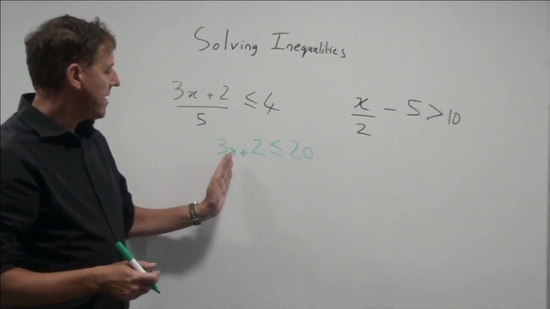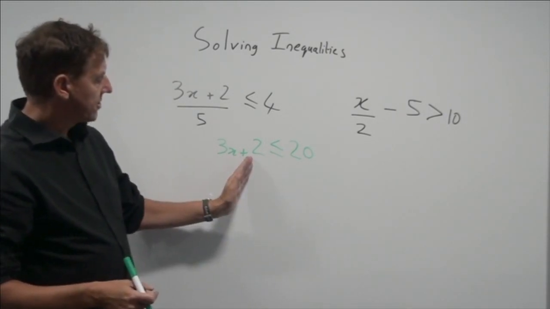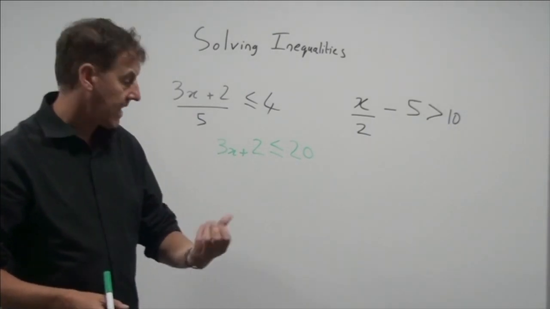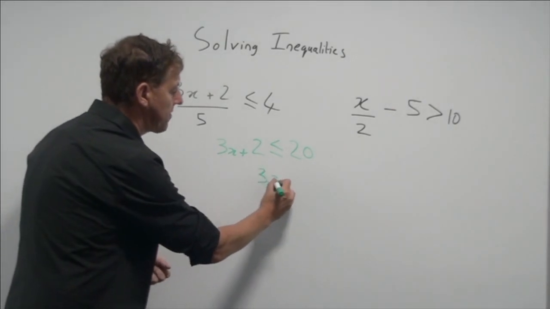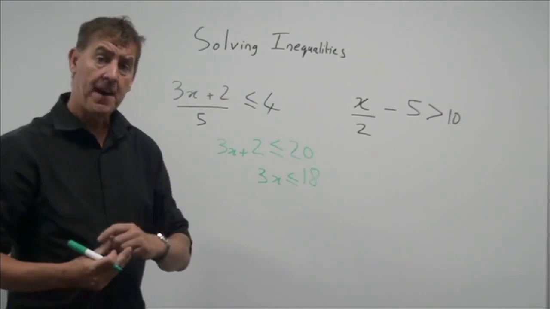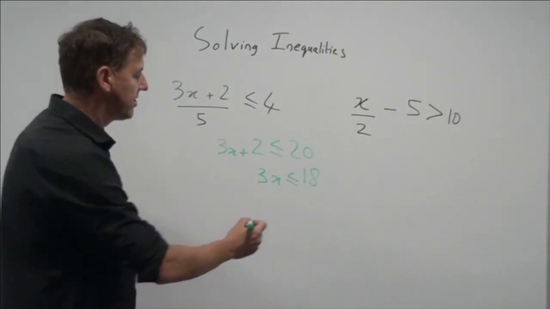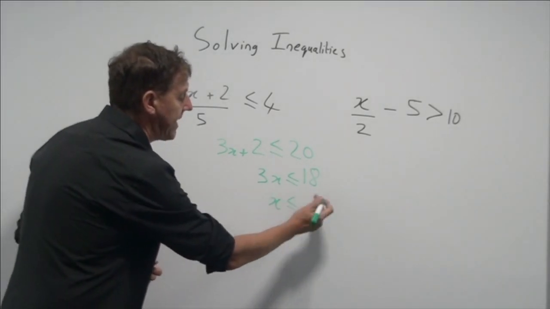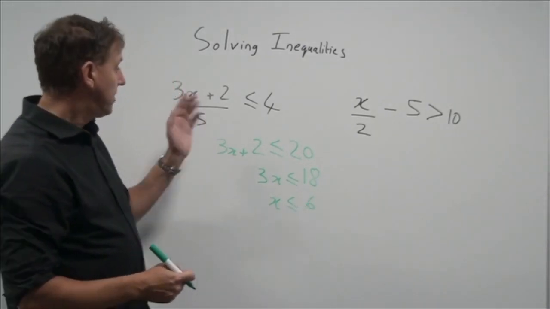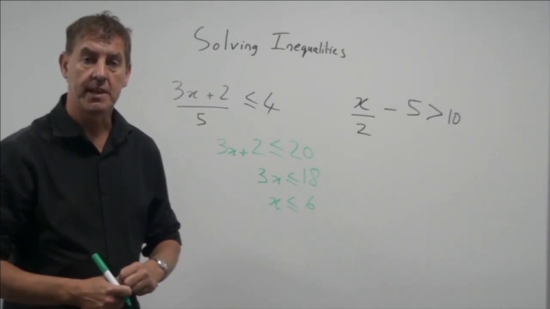Right, we've now got the 3 and the plus 2 to get rid of. What we're going to do first is get rid of the plus 2. How do we get rid of plus 2? We do the opposite. So the opposite to add 2 is to take away 2. So I end up with 3x less than or equal to 18. And then finally, how do I get rid of times 3? I do the opposite to multiplying by 3, which is divide by 3. So 18 divided by 3 makes 6. So the solution to this inequality is x must be less than or equal to 6.